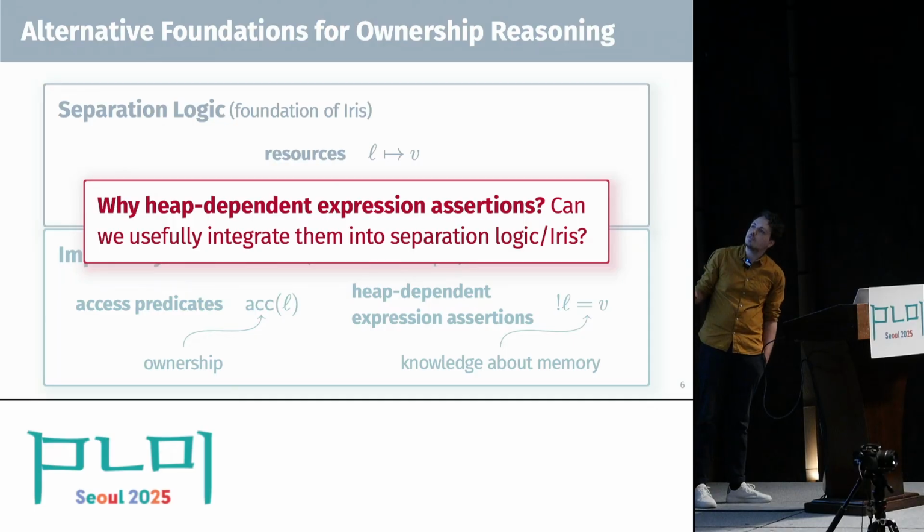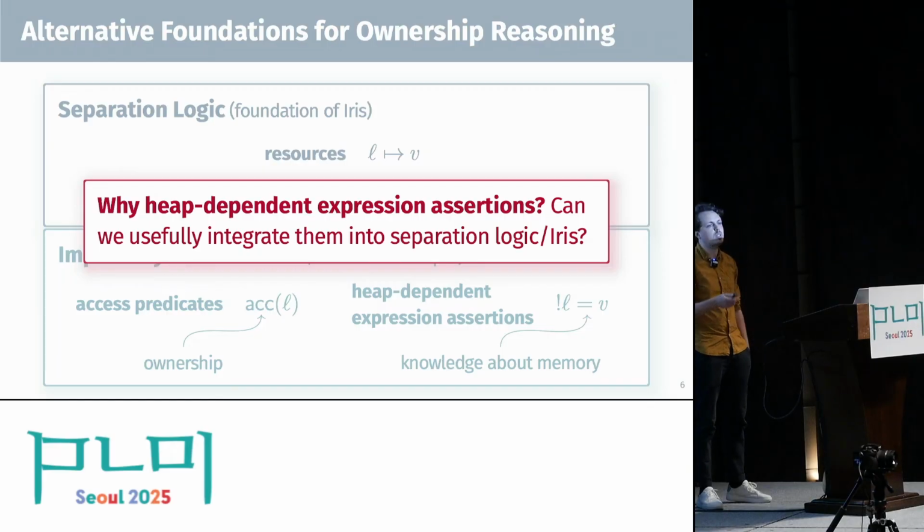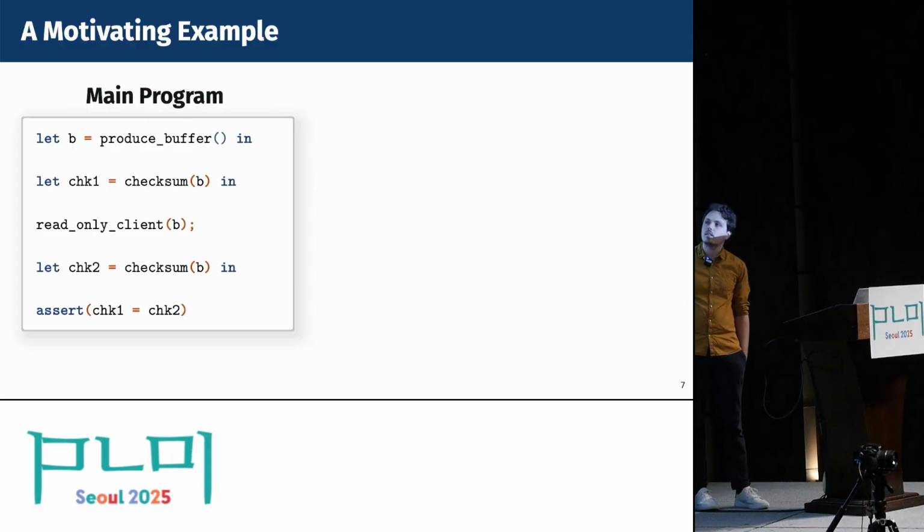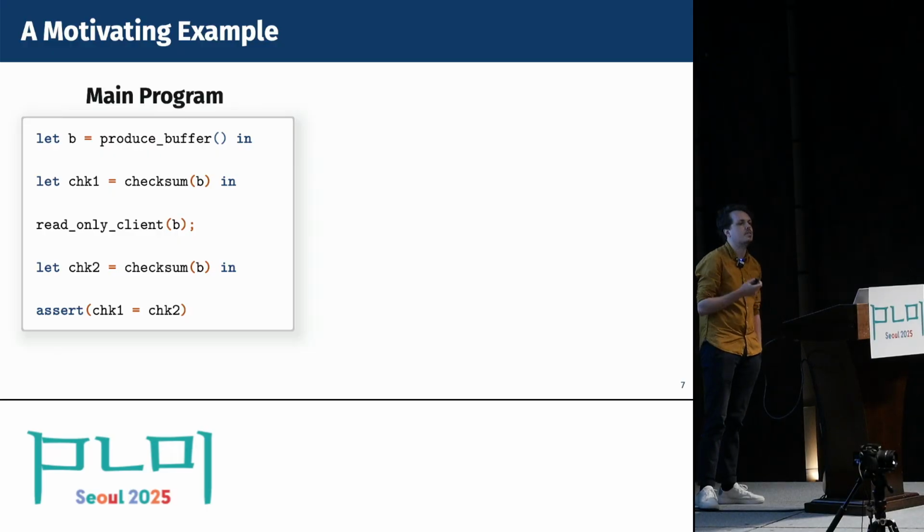I'm now going to first focus on the first question, and then in the rest of this talk, we will explore the second question. Now, to answer the first question, I've brought along a little example here. In this example, we have a produce buffer function that produces a buffer B, and then later on, we will call a read-only client that, as the name indicates, is supposed to not modify the buffer. So we compute the checksum of the buffer before and after the read-only client, and then we assert that they are the same at the very end.